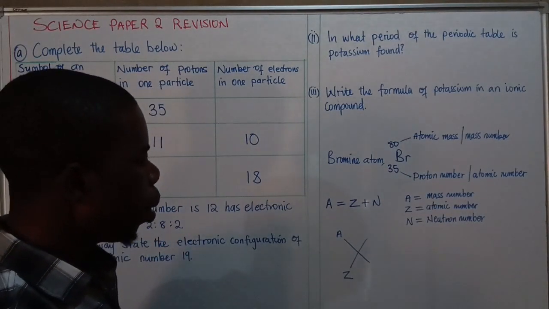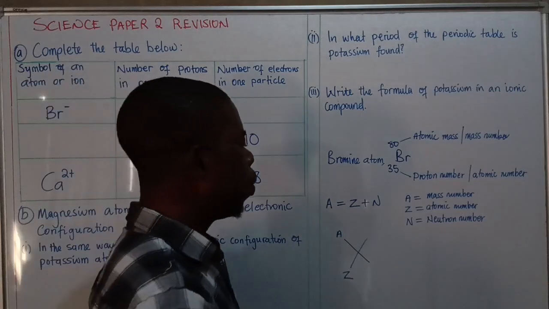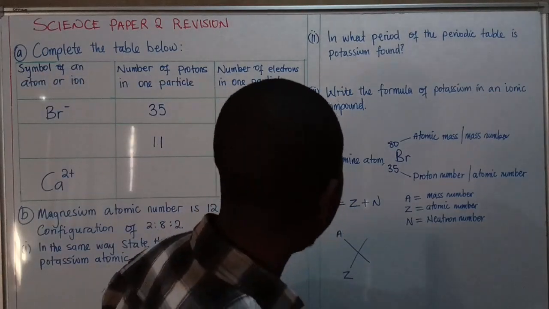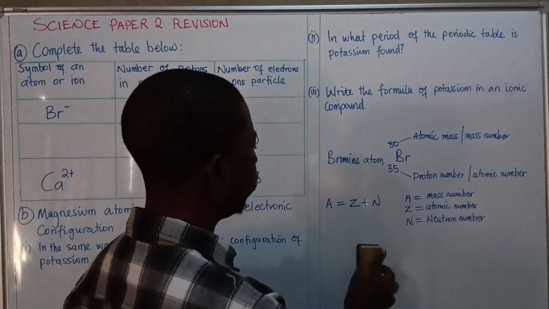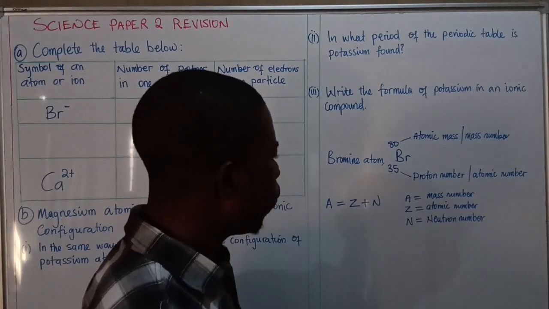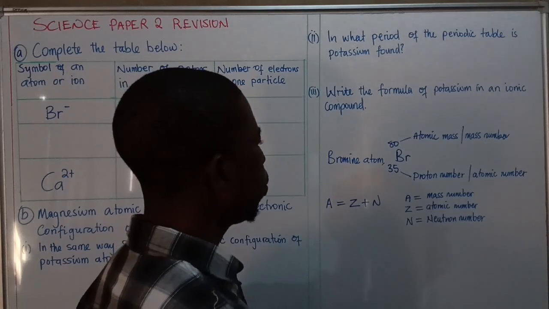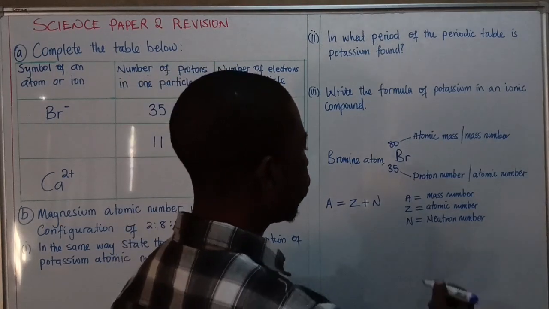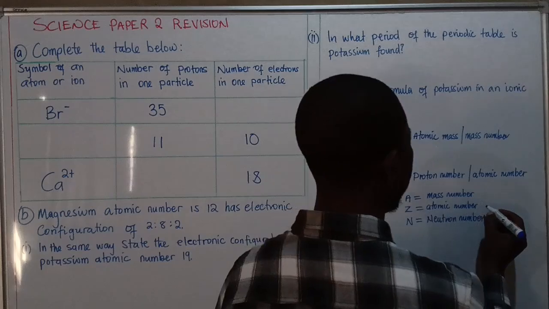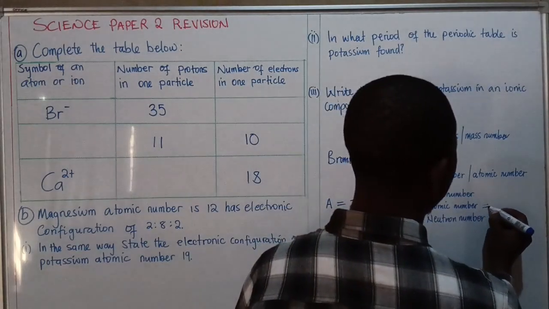So now, having known that, the other information that I need to give you that you need to understand here is this, that this atomic number is also equal to number of electrons.